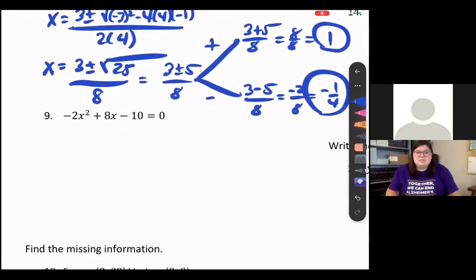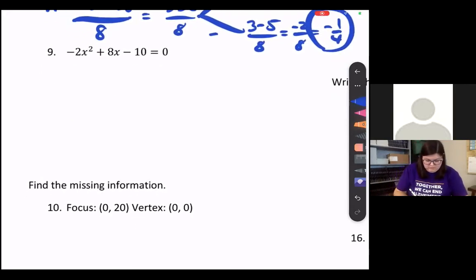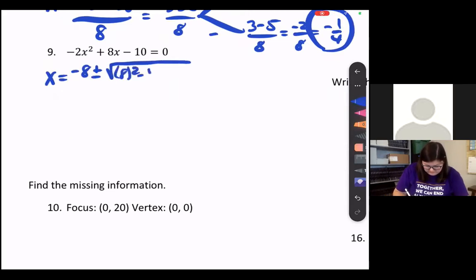So biggest thing, guys, is just be careful. I know you know how to plug in and simplify. You just need to be careful with your signs and making sure that they're in there correctly. Okay, so last one like this, x equals negative b plus or minus square root of b squared minus 4ac all over 2 times negative 2.